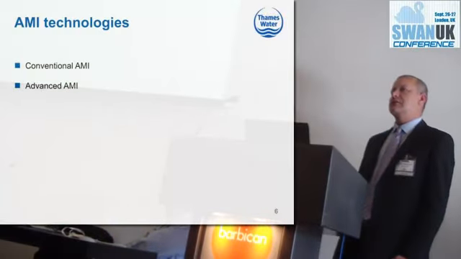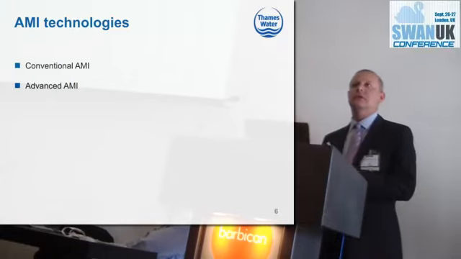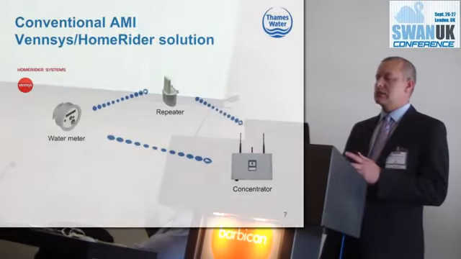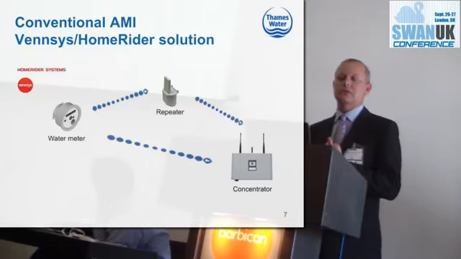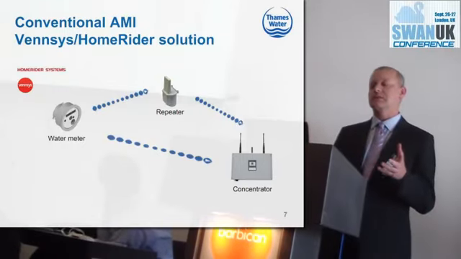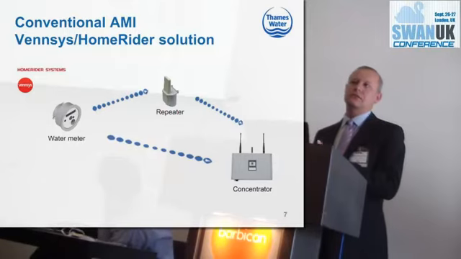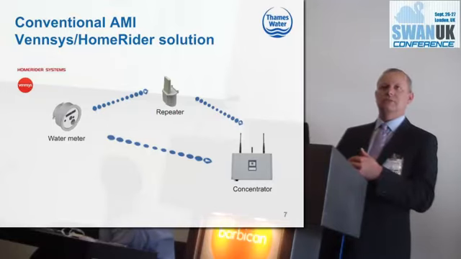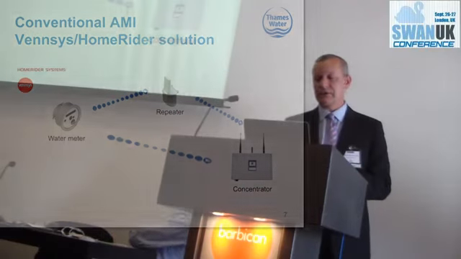So the technologies that we are using for this trial are basically two. We are using a conventional AMI and one that we call advanced AMI. The conventional AMI that we are using is the Visions Homerider solution, where basically the meter sends the data, the meter reading and alarms, to a repeater and then to a concentrator, or directly to a concentrator depending on the location, on the range. So it's a perfectly standard fixed network.